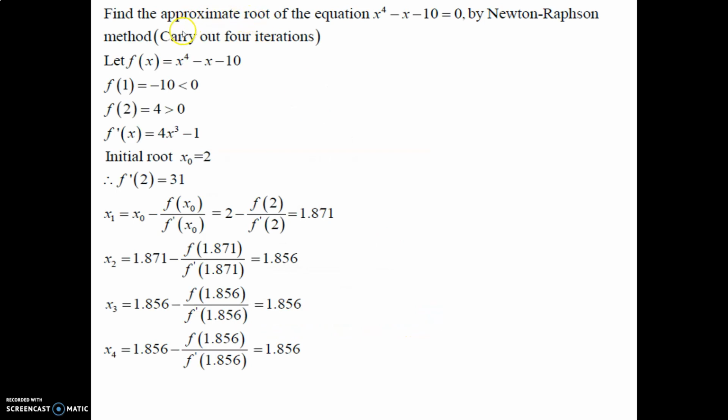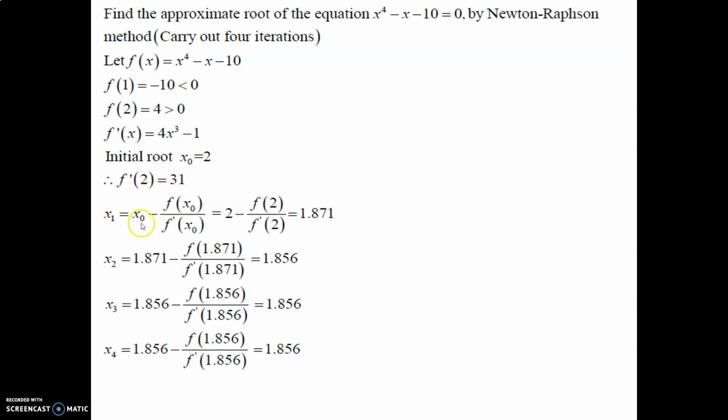We take the example: find the approximate root of the equation x^4 - x - 10 = 0 by the Newton-Raphson method. Carry out 4 iterations. f(x) = x^4 - x - 10. f(1) = -10, which is less than 0. f(2) = 4, which is greater than 0. f'(x) = 4x^3 - 1. Initial root x0 = 2, f'(2) = 31.